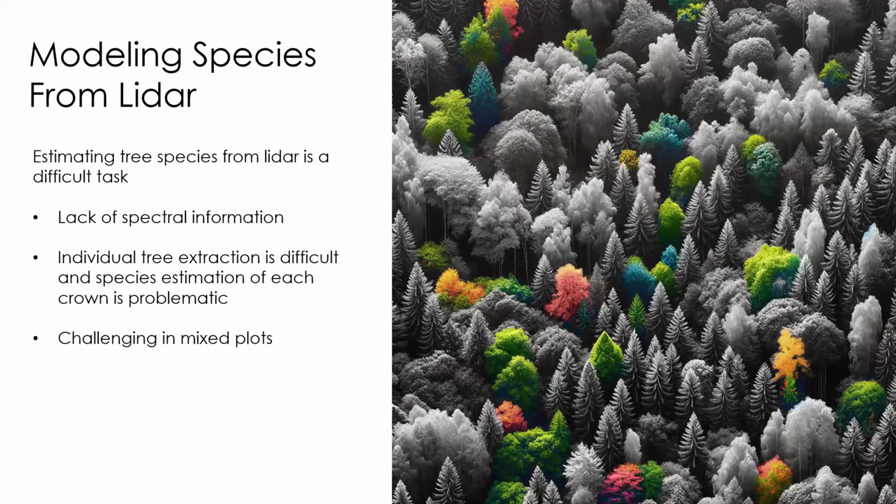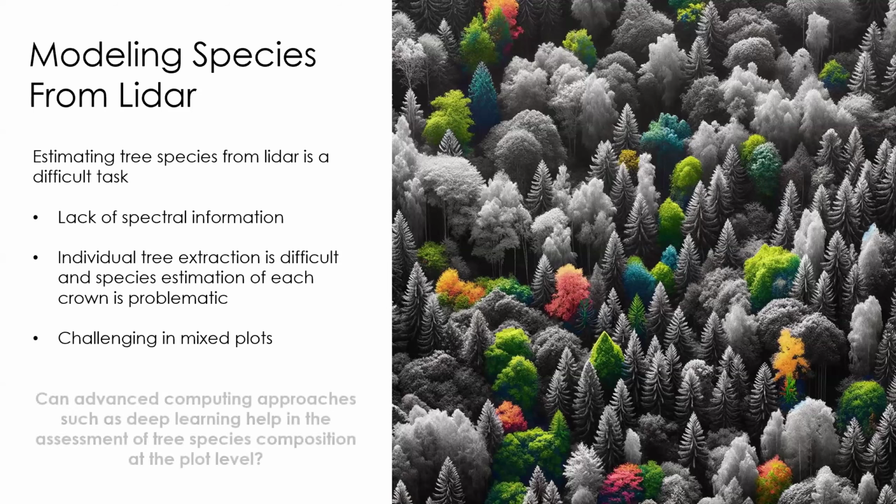Modeling species from LiDAR is a very challenging task, as there's not a lot of spectral information within that data set. There are the intensity values, but unfortunately those are not calibrated across the different sensors, and they can portray different aspects of the tree species themselves. Additionally, individual tree extraction can be difficult, and species estimation from this is problematic, as if you have an incorrectly segmented tree, the classification of that is also going to be impacted. This is also very challenging in mixed plots, which we see across many of these forested areas.